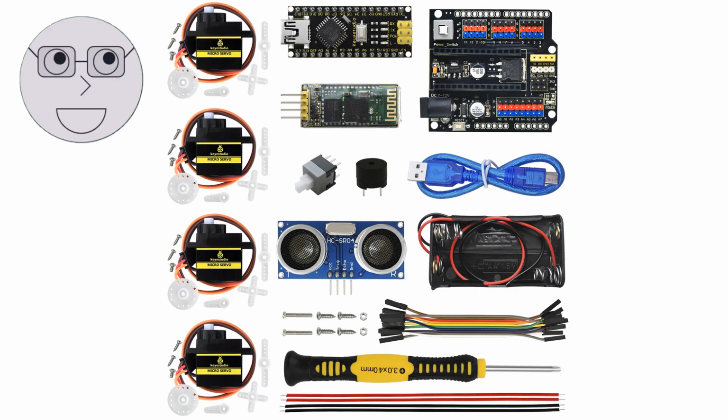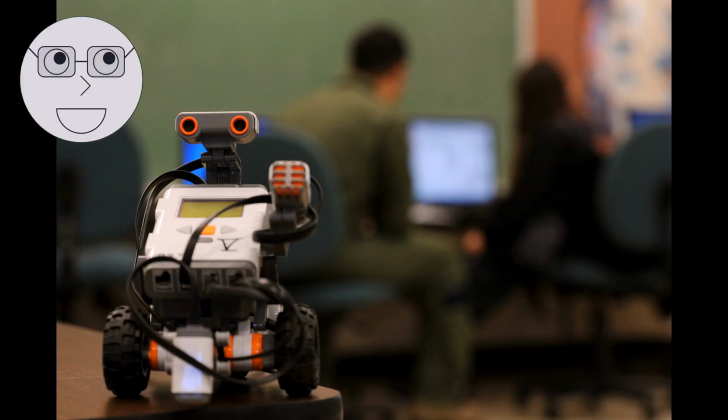First, let's talk about the tools you will need. To program a robot, you will need a computer, a programming software, and a robot kit. The computer will be used to write the code that will control the robot, while the programming software will be used to compile and upload the code to the robot. The robot kit will include the hardware components that you will need to build the robot, such as motors, sensors, and a microcontroller.